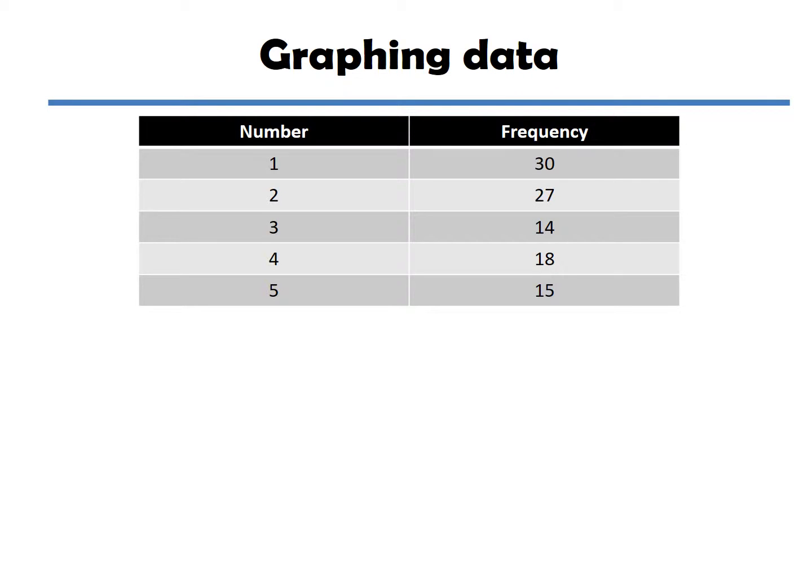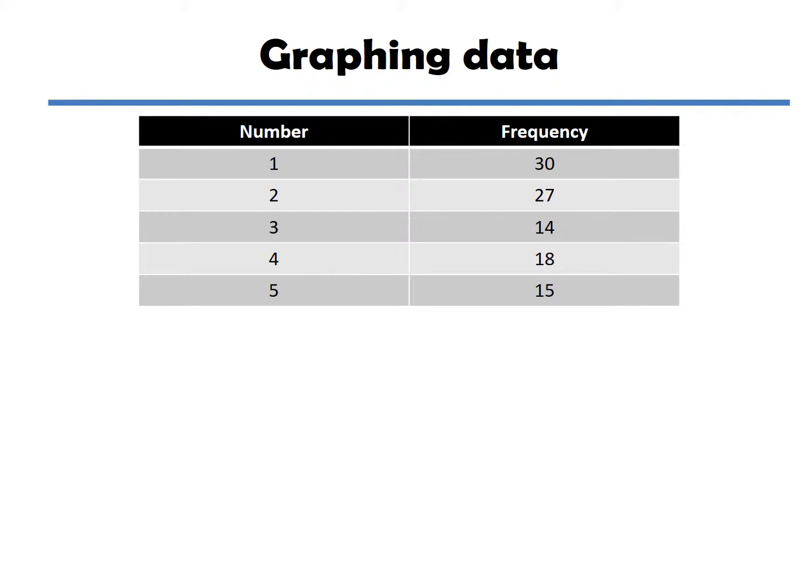We know already how a frequency table works. Remember that over here, this means that there are 30 ones. So imagine a list, 1, 1, 1, 1, 1, 1, 1, 1, 1, 1, 1, 30 of them. And then you have 27 twos and then 14 threes. And we just present it as a frequency table, which you should have seen in the previous video.